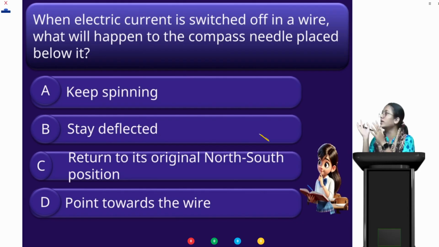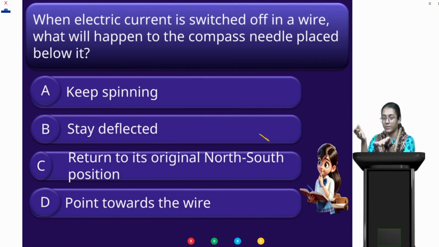So what happened? What is the question actually? Whenever the electric current is switched off, that means no current is passing through the electric wire, and at that time if we put one compass needle or a magnetic compass, then what kind of changes are we able to see in the compass needle which is placed below the wire? 4 options are there.